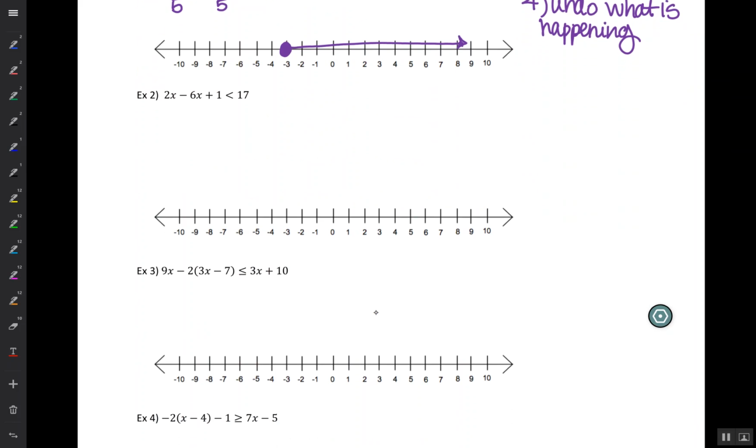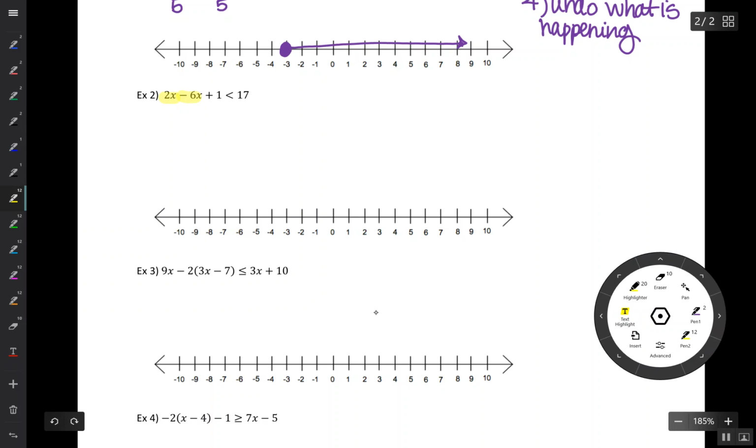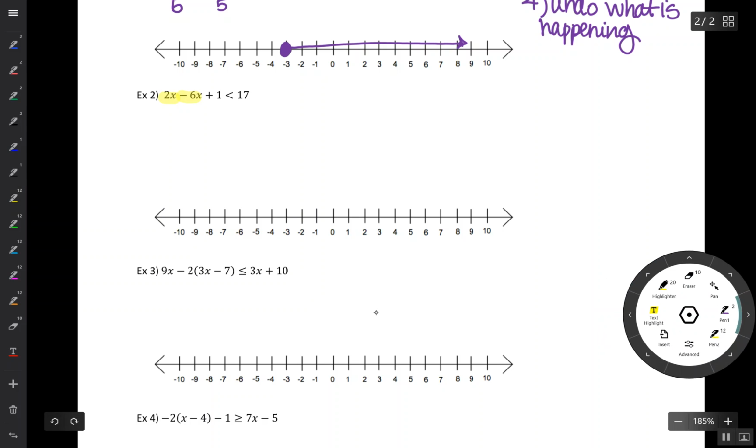Number 2, I don't have distribution. I do have like terms I need to combine. So on the left side, I got 2x and a -6x. So I'm going to combine those to get -4x. And I'm going to bring down the +1, less than 17.